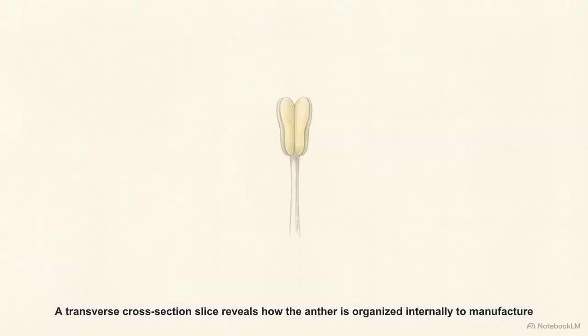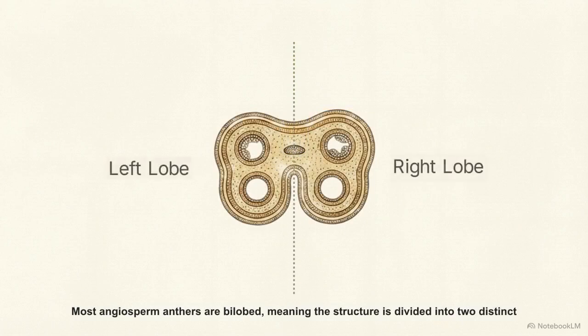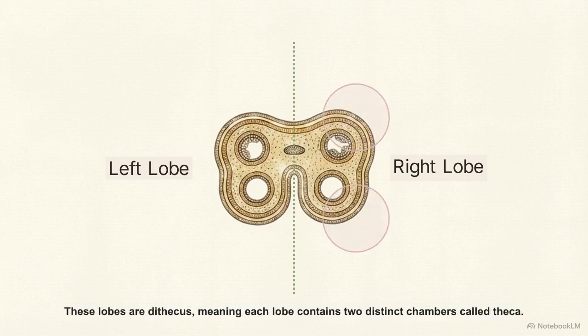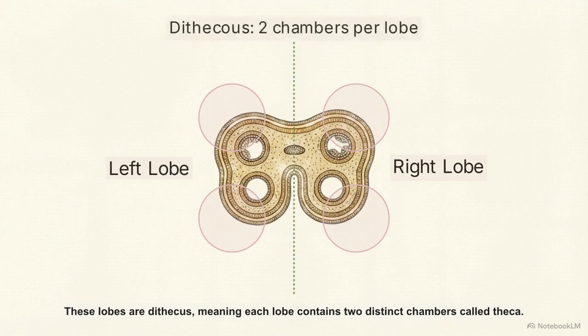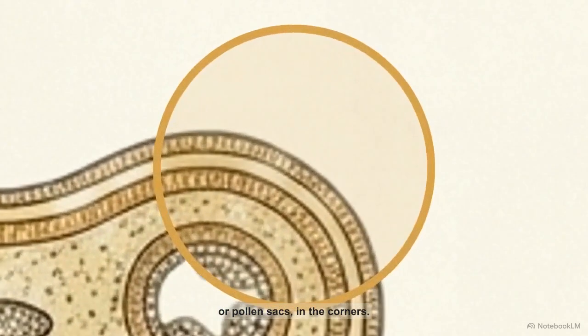A transverse cross-section slice reveals how the anther is organized internally to manufacture pollen. Most angiosperm anthers are bilobed, meaning the structure is divided into 2 distinct halves. These lobes are dithecous, meaning each lobe contains 2 distinct chambers called theca. This organization creates a tetrasporangiate structure, housing 4 total microsporangia, or pollen sacs, in the corners.